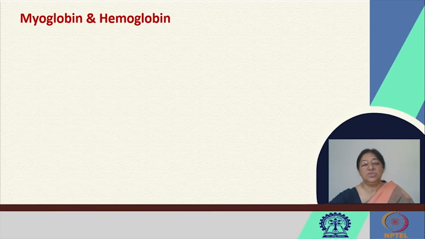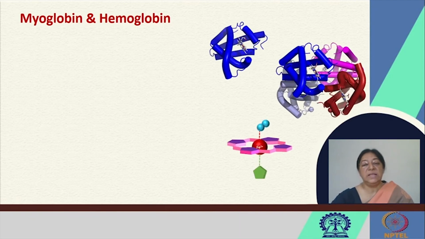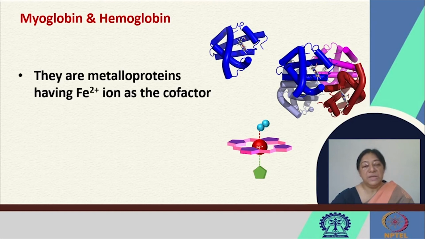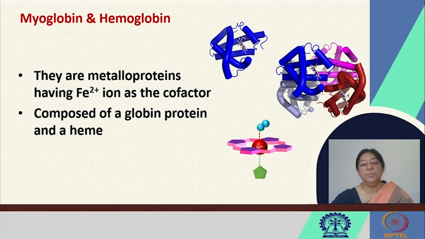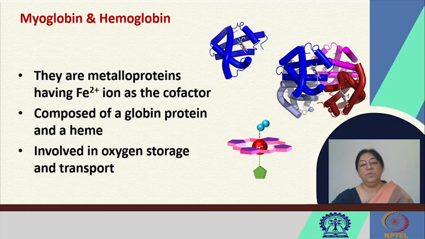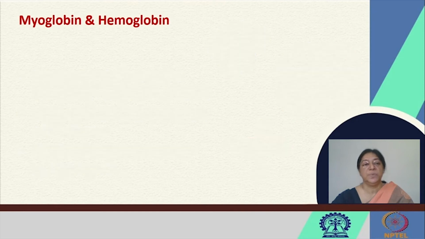When we look at the structures and functionalities of myoglobin and hemoglobin, we see that they are two very similar proteins in the sense that they have globin domains. They are metalloproteins belonging to this module where we discussed different metalloproteins, this being a specific example with the ferrous ion, the Fe2+ ion, as the cofactor. It is composed of a globin protein and a heme and is involved very importantly in oxygen storage and oxygen transport.